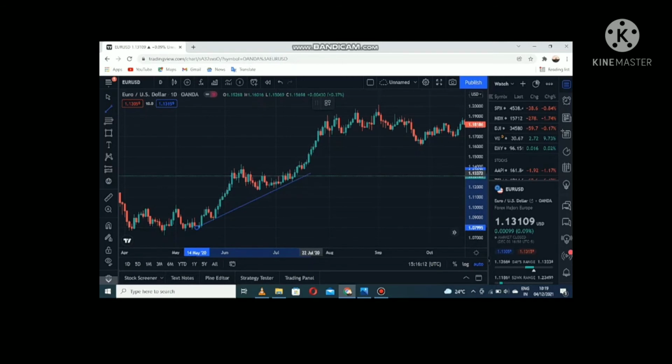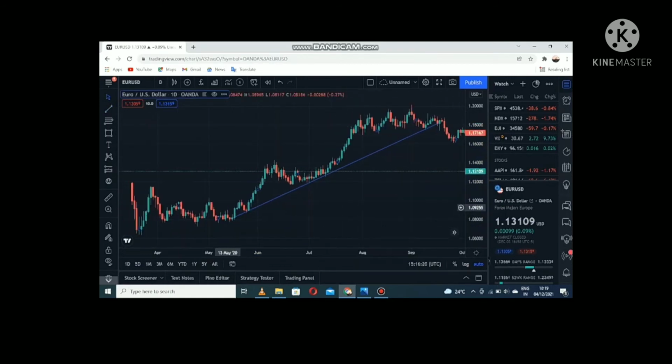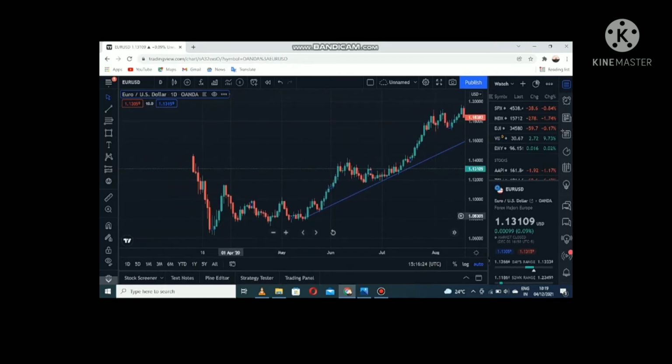Let's first look at this trend line. We have a clear bullish trend around there. As you can see, the market is respecting our trend. That's a strong bullish trend. So that's how we analyze the markets. It's a very simple way of analyzing the market.